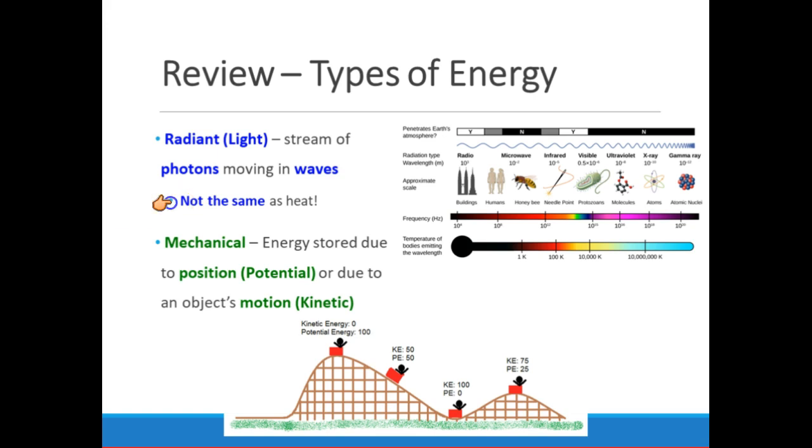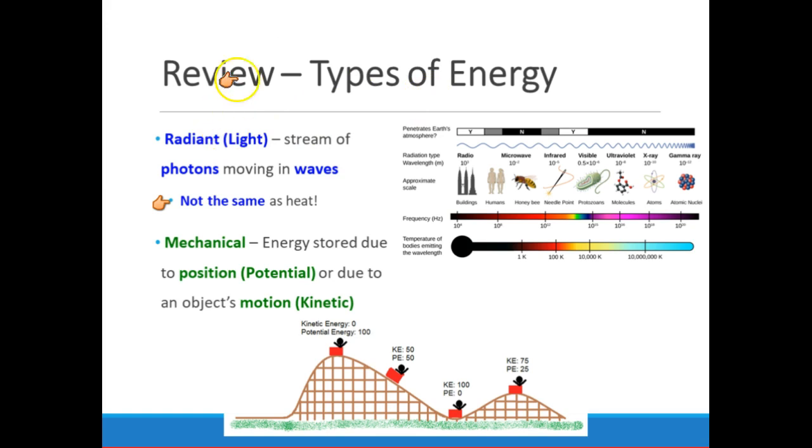Awesome. Okay, now this is not the same thing as heat. It does oftentimes happen with heat, right? So sunlight also happens to heat the earth, but they're not actually the same exact things. Okay, so just keep that in mind. They are different types of energy, even though they often come paired together.